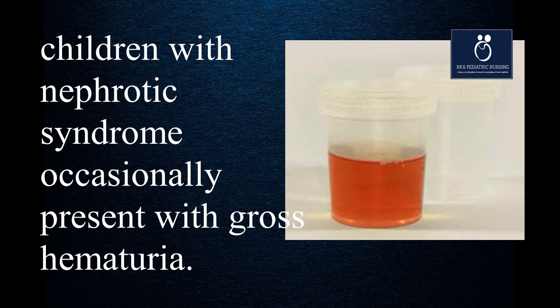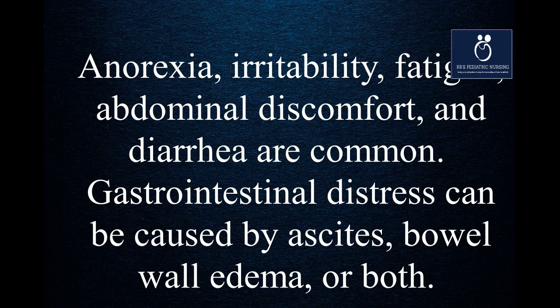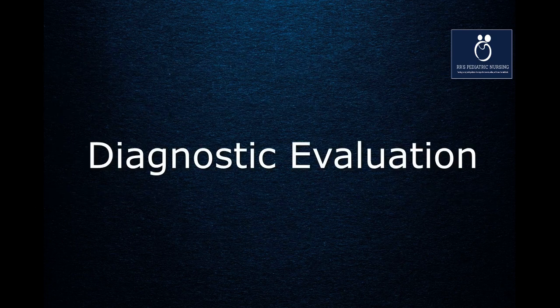Children with nephrotic syndrome occasionally present with gross hematuria. Urine looks dark and frothy. Anorexia, irritability, fatigue, abdominal discomfort, and diarrhea are common. Gastrointestinal distress can be caused by ascites, bowel wall edema, or both. Respiratory distress can occur, due to either massive ascites and thoracic compression or frank pulmonary edema and effusions, or both.